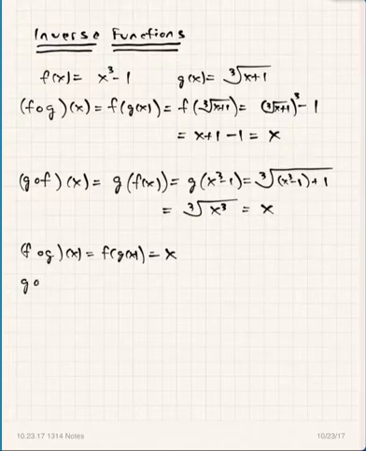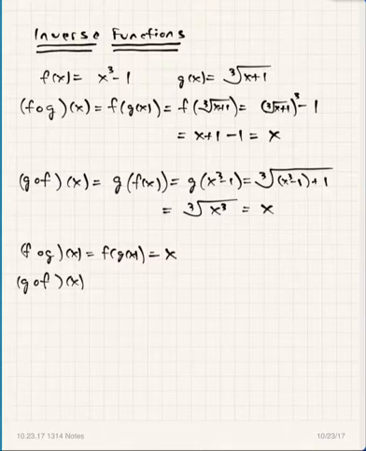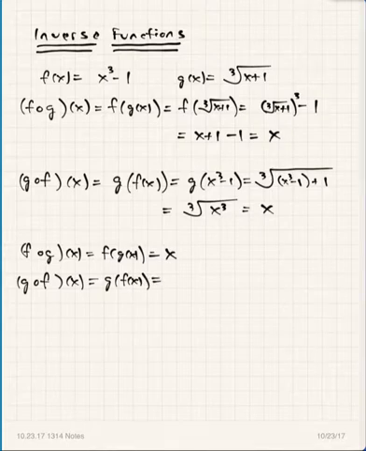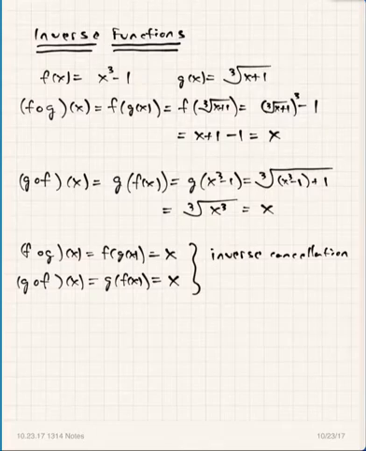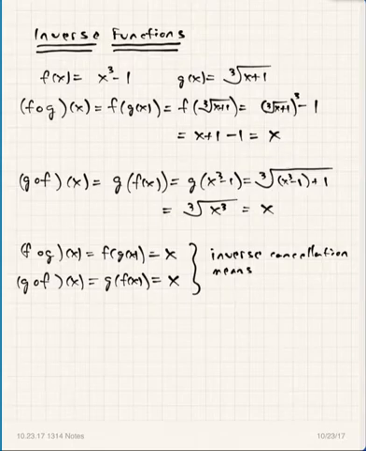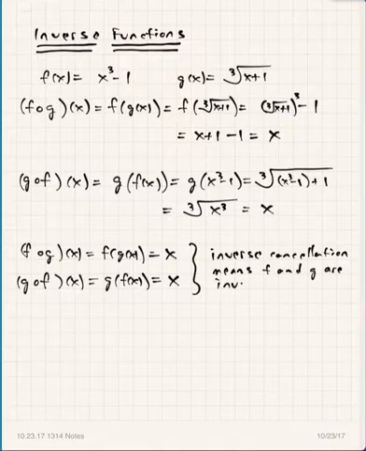And so notice when you operate the other direction, when you do g composed with f of x, or g of f, once again, g and f kind of cancel each other out when you operate with them like that, where you first operate with one and then you operate with the other one. These two statements right here are sometimes called inverse cancellation. And this means that f and g are inverses of each other.